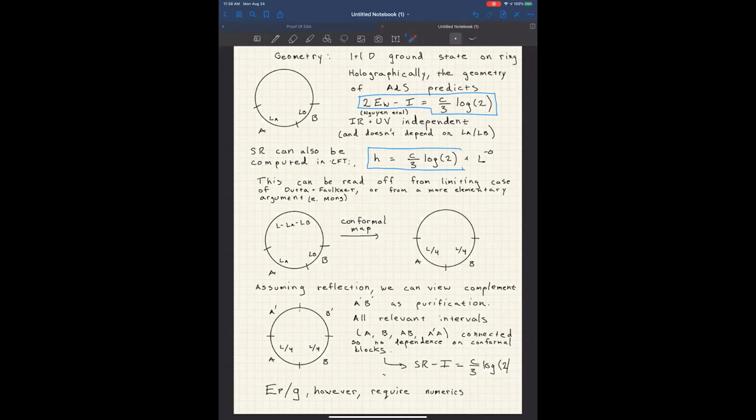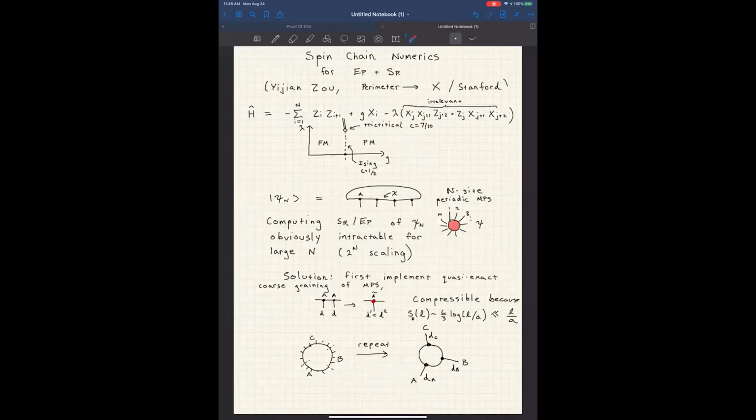And because all the intervals required for computing SR minus I are touching, you need A, you need B, you need AA prime. These are all single interval entropies, so you can compute them without needing to know about the conformal blocks. And Roger checked that you get C/3 log 2 by doing it this way. Okay, EP though will need numerics, so I'll probably accelerate the discussion of the numerics a little bit to fit within my time.